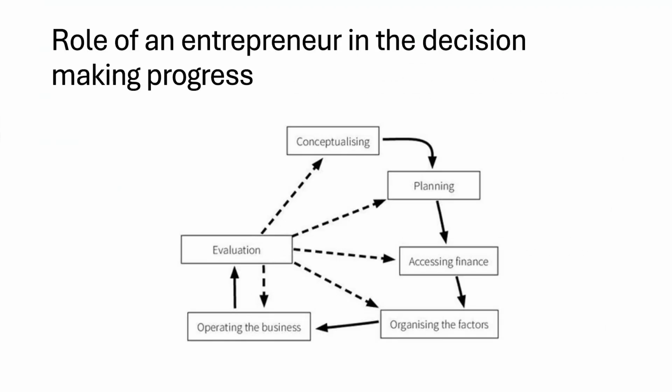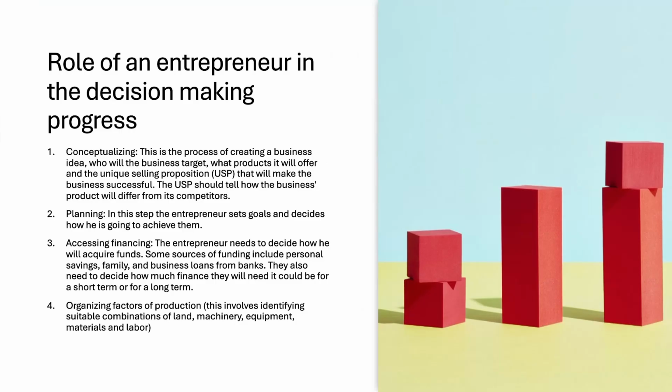All right. So now we're at roles of an entrepreneur in the decision making process. So an entrepreneur is expected to operate a business, and then he or she should evaluate, conceptualize, plan, access funds, and organize the factors of the business or the production process. All right, so some of these terms would have been previously discussed. So I'm just going to explain how that relates to decision making.